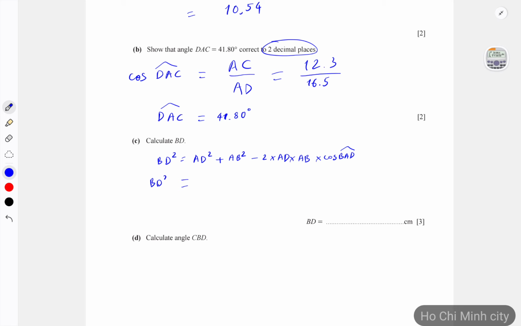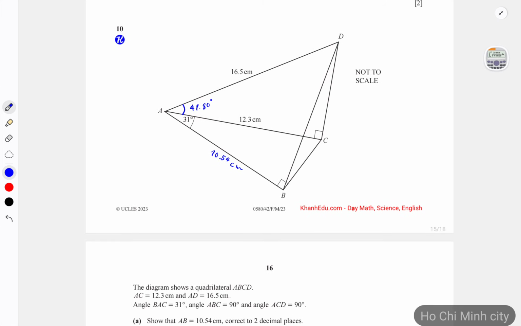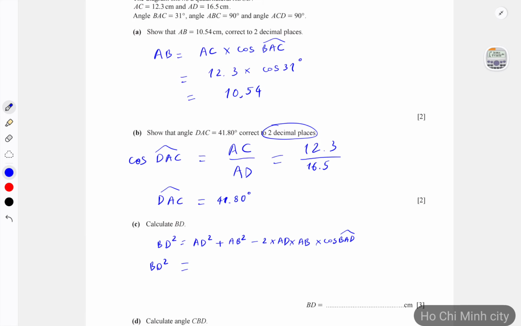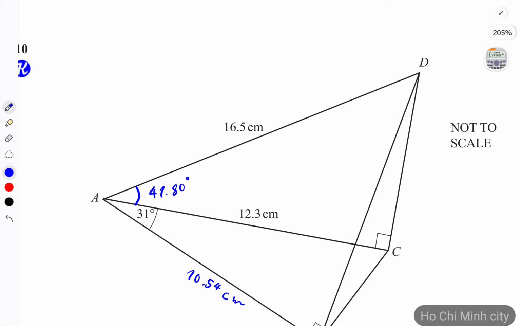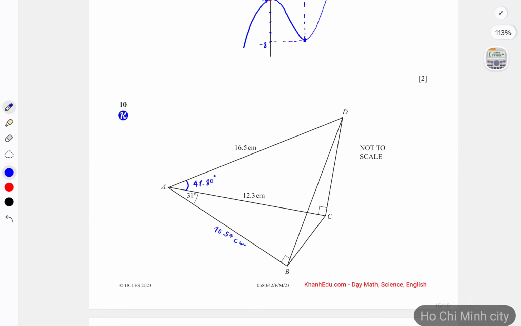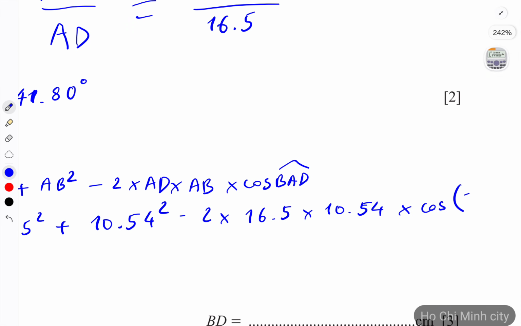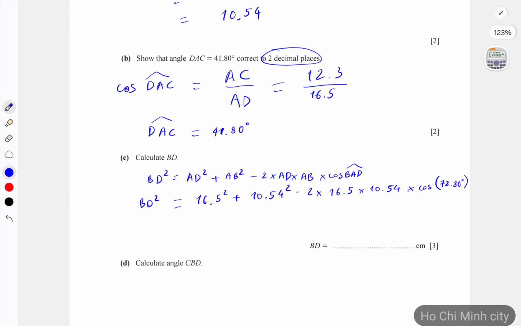So we have BD squared is AD 16.5, 10.54 minus 2 times the cosine of the angle BAD, which is, let's add them up, 72.80 degrees. All right.